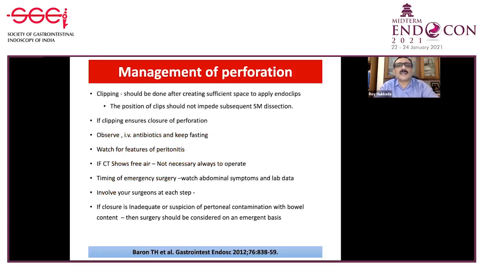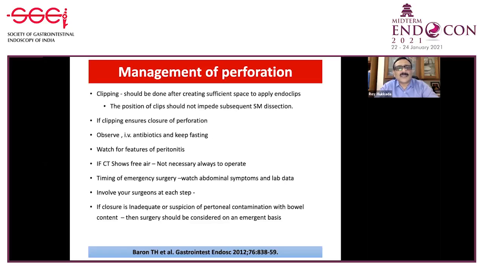Clipping should be done after creating sufficient space to apply endoclips, and the position of the clip should not impede subsequent submucosal dissection. So if clipping ensures closure of the perforation, observe, give IV antibiotics, keep the patient fasting, and watch for features of peritonitis.